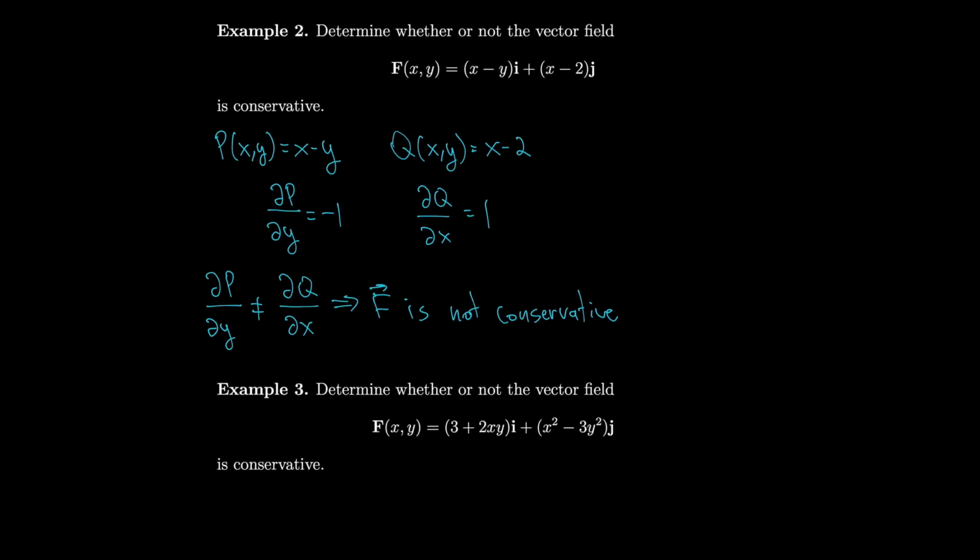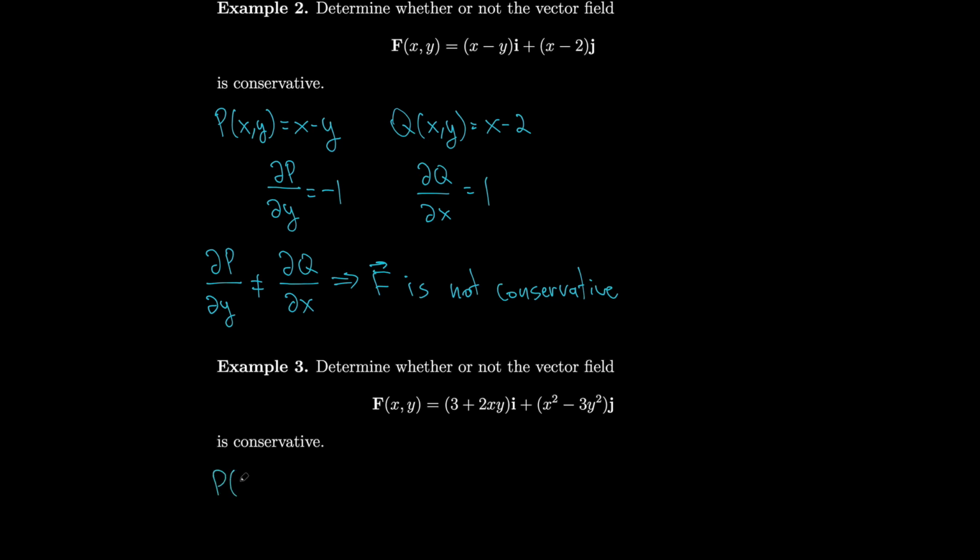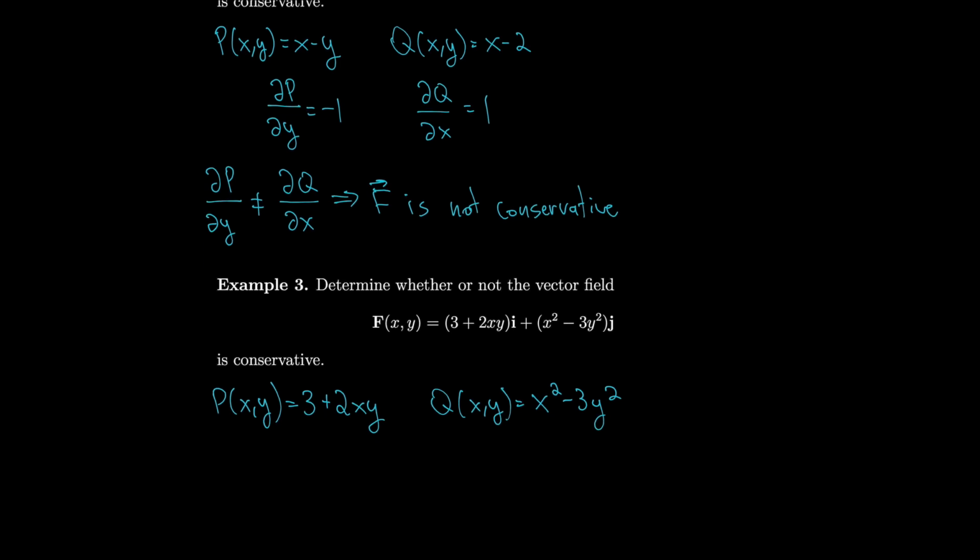Okay, so now let's do another example. How about we see whether this vector field is conservative? So again, we will write out p of x y, and that's equal to 3 plus 2xy. And we'll write out q of x y, and that'll be x squared minus 3y squared. So let's see about our partials. We've got the partial of p with respect to y equal to 2x. But that's also the partial of q with respect to x. So they have partials that are equal.